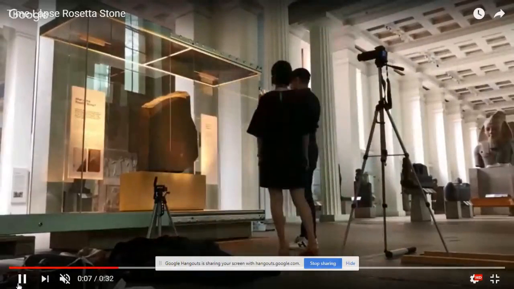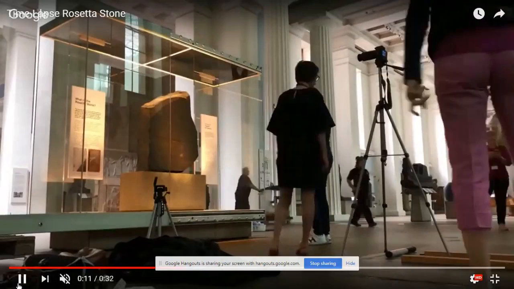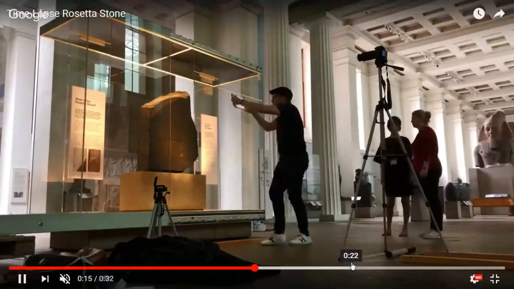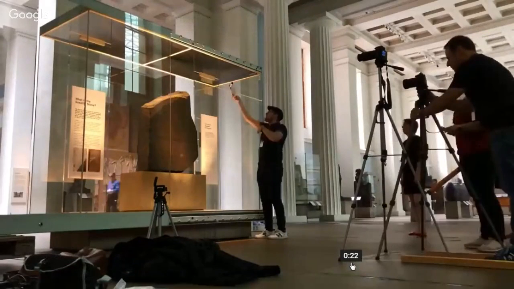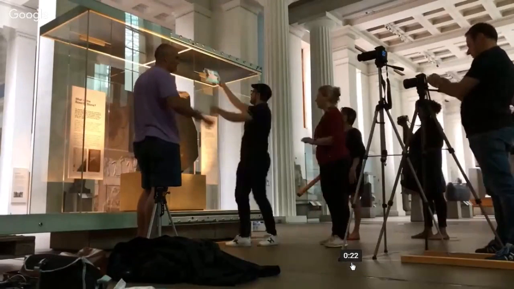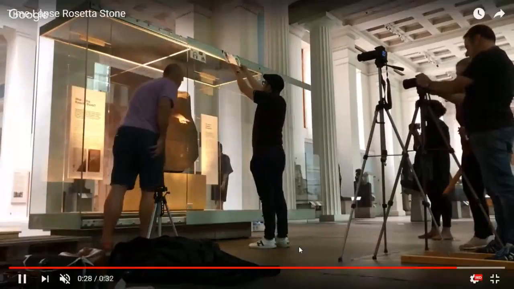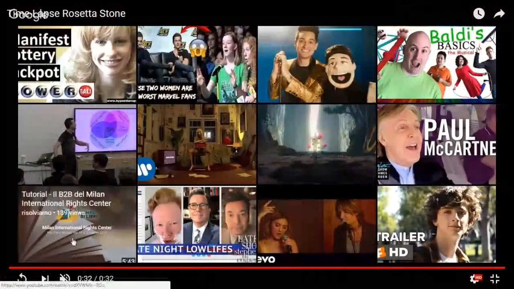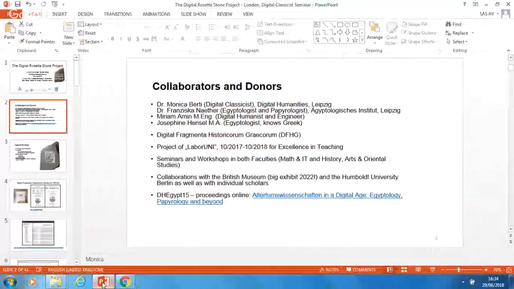So we took pictures of the stone because part of the project is also to work with images and to produce a 3D model of the stone, and also to align high resolution pictures with the text of the Rosetta Stone, with textual and translation alignments of the 3 scripts of the Rosetta Stone, and other things that we are developing. So this is a first time lapse. I'm going back to the slides.